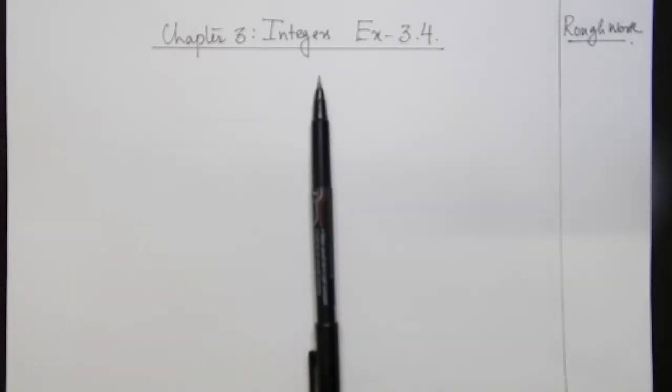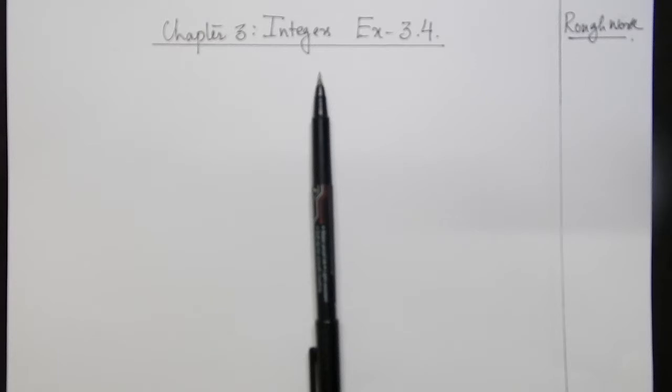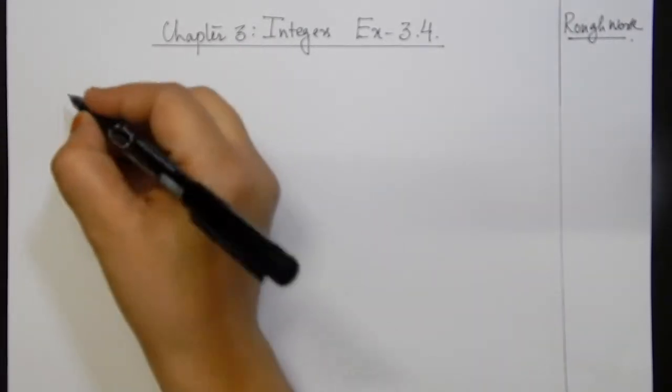Hello everybody. Today we are going to do the last exercise of chapter 3, exercise 3.4. This is just a summary of all the other exercises, and we are going to use all the knowledge that we have got till now in this exercise. Let us start with a very simple sum.